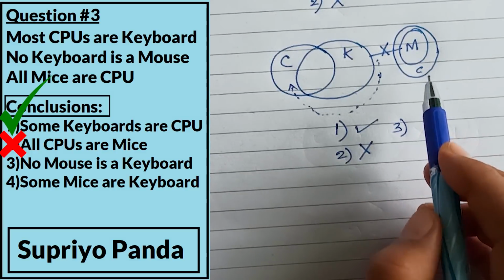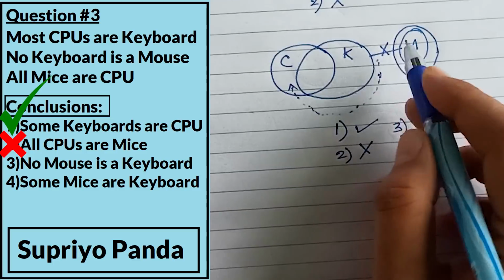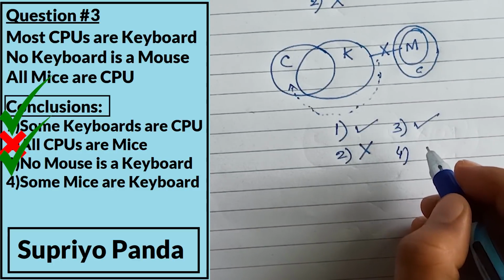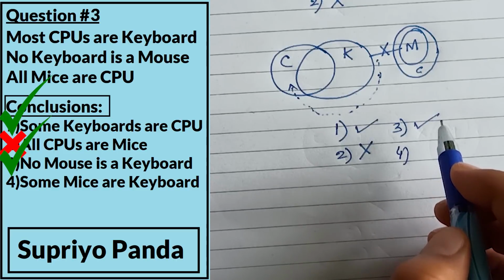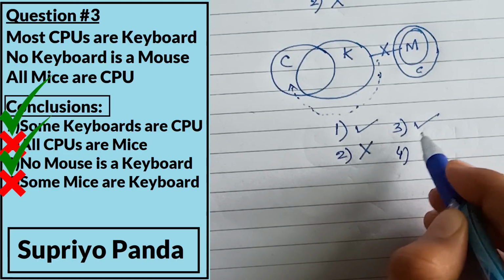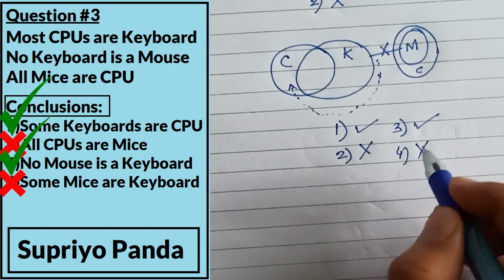Now number 3 conclusion, no mouse is a keyboard. Is it correct? Of course it is correct. This is the exact representation. So this is correct. Number 4, some mice are keyboard. Is it possible? No, because since 3 is actually correct, this has to be false. So this is our answer.